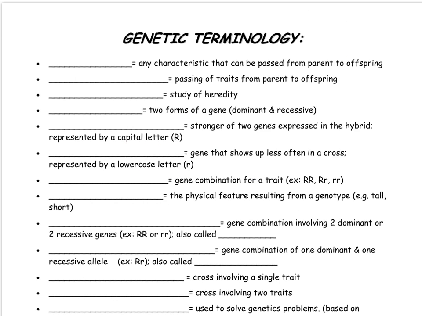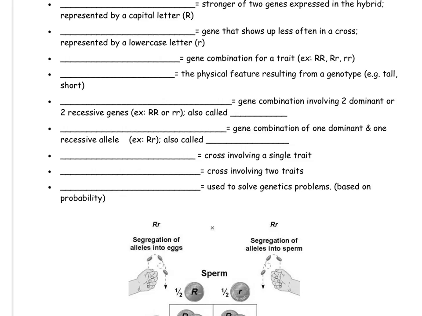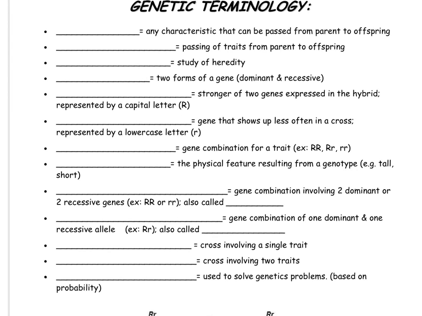Okay, here's genetic terminology, and it's important that you understand each of these bullet points, because they're essential to understanding the process. And as you learned on your final, if you don't understand the process, you're not going to be able to answer the questions. And that's really the key here. So as you're looking at this genetic terminology, any characteristic can be passed from one parent to his offspring, what is that? Answer it, figure it out, write it down. Know what the answer is to each of these, so that you can continue going on.